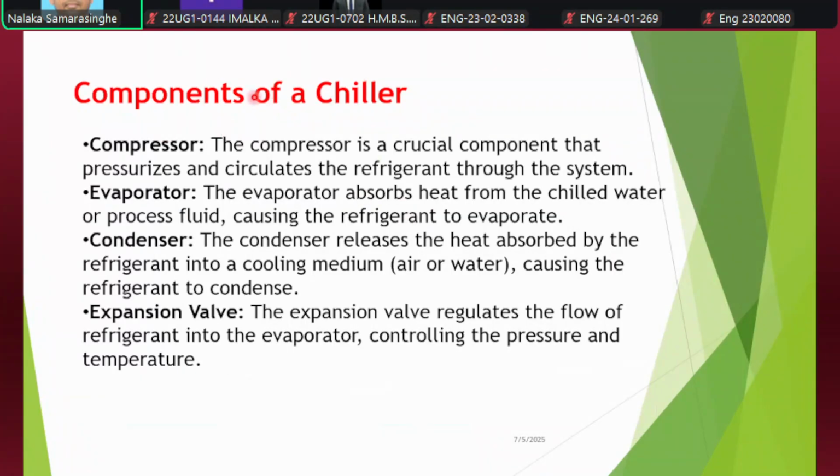Let's see what the components of a chiller unit are. I discussed certain components earlier, but here we will list the key components of the chiller unit. You have the compressor, evaporator, condenser, and expansion valve. These are used as in the case of any other type of air conditioning system also.